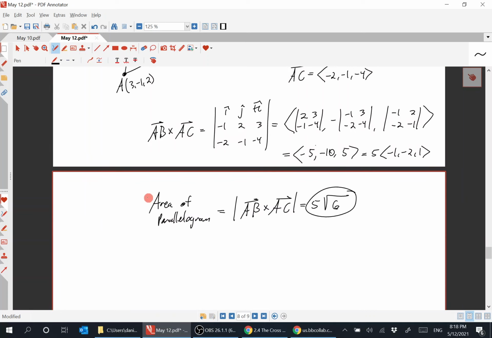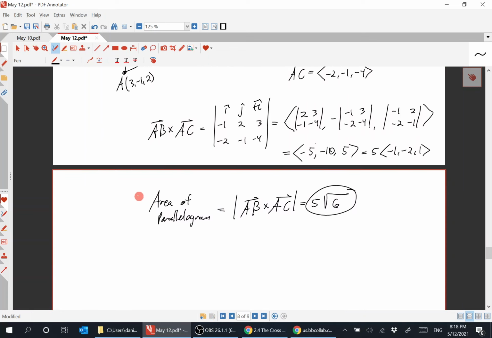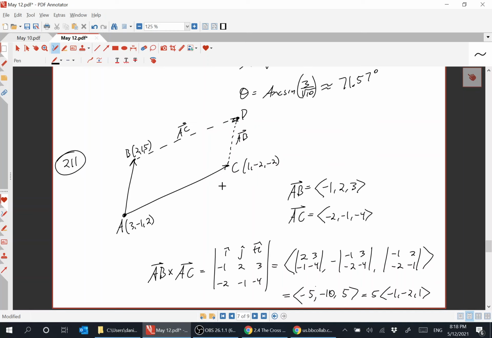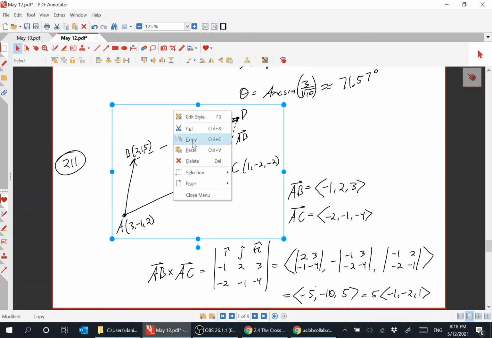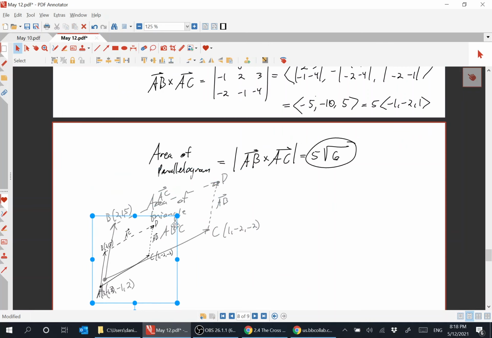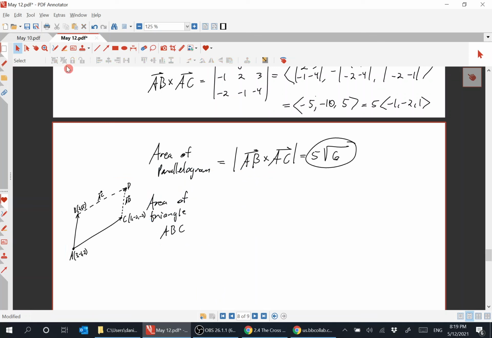The area of the triangle given by AB and AC. Right, so you take that picture again, but forgetting about the D. We're just interested in this triangle here. Well, the area of that triangle is just half the area of the parallelogram, right? So that's 1/2.